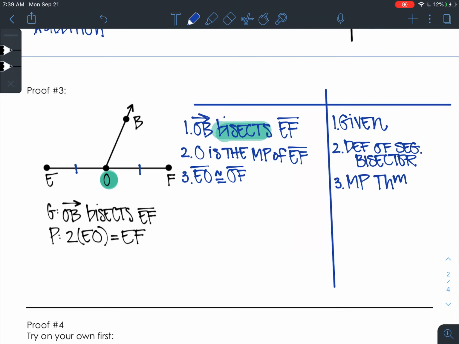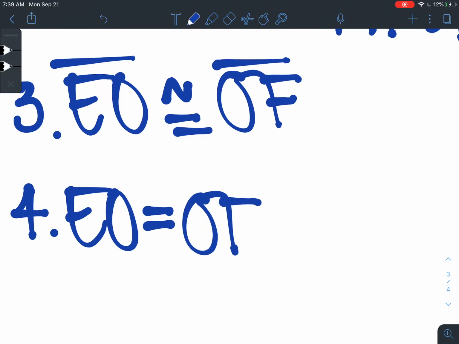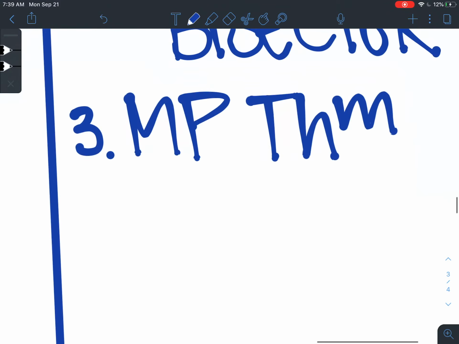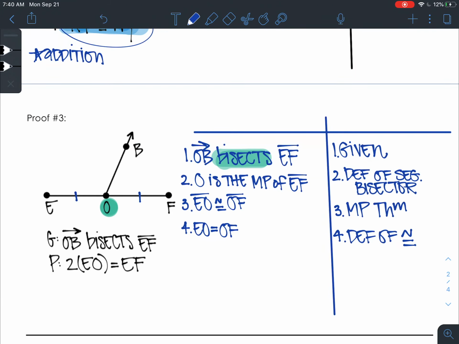And one more time, if the segments are congruent, what does that mean about their lengths? Well, it means that their lengths are equal, right? So my next step is to do EO is equal to OF, and that's by definition of congruence. So that had a really nice flow to it, right? But we're kind of stuck now. And when we're stuck, what do we try? Well, we try segment addition, right?